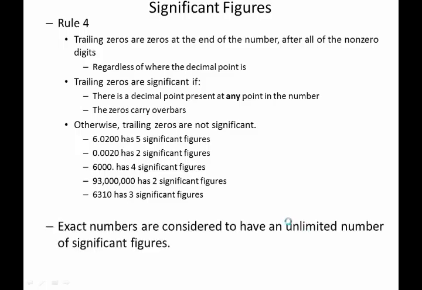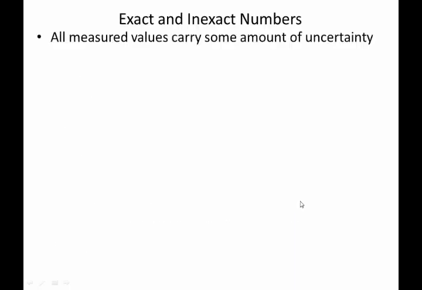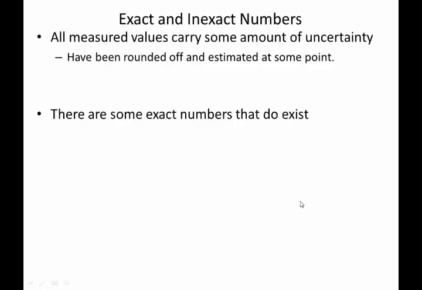Exact numbers are considered to have an unlimited number of significant figures. Exact numbers come from some specific places. Counting numbers, like there are 6 pencils in the box, or if there's 5 people in the room, because you don't have partials of that. This will also come into play when we have atoms, when we're counting up atoms.